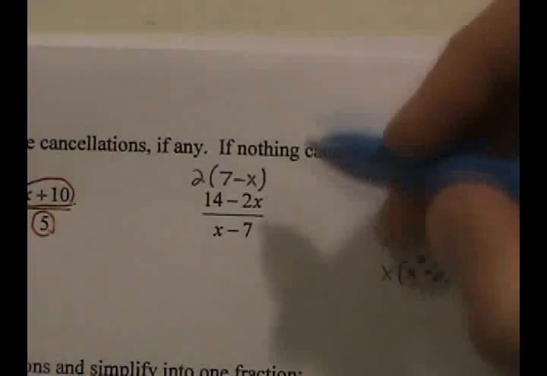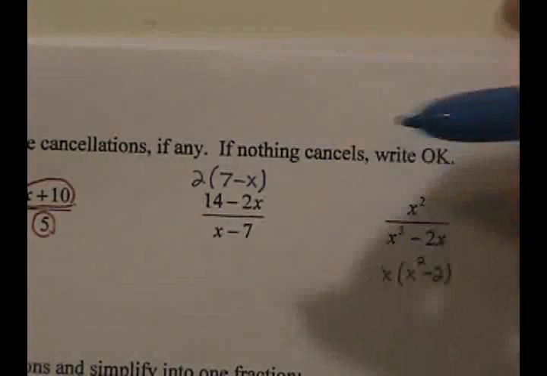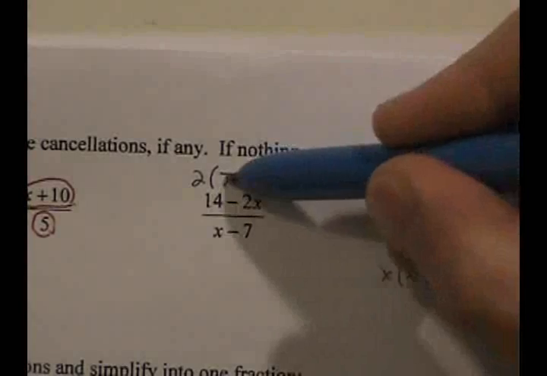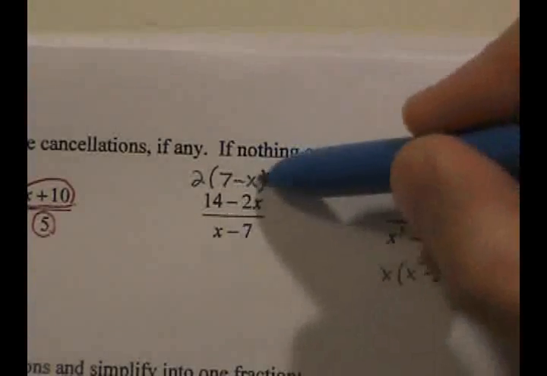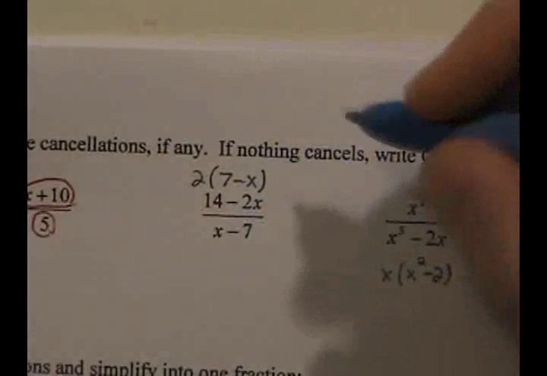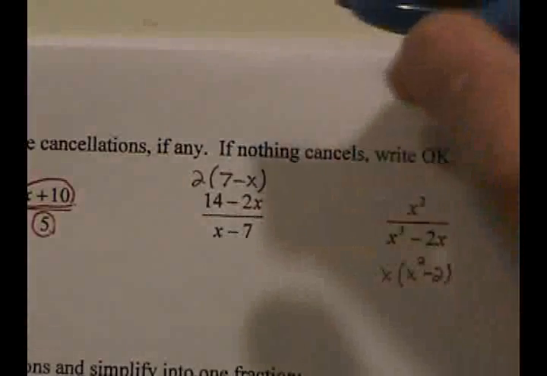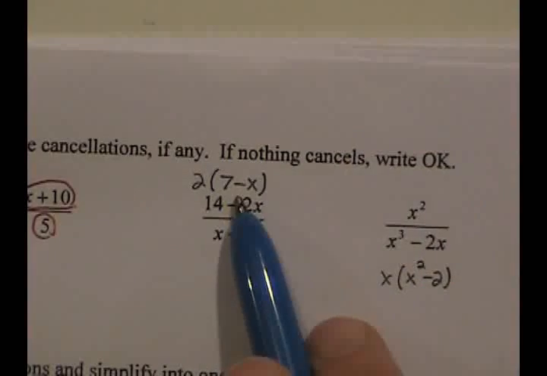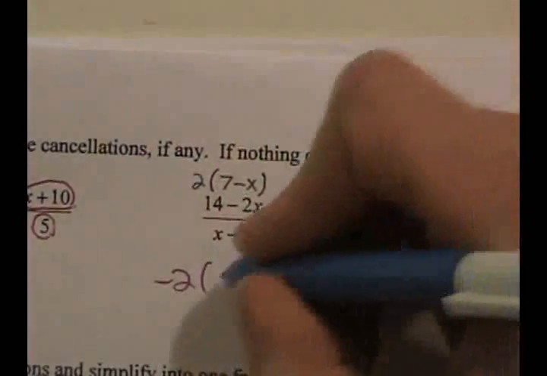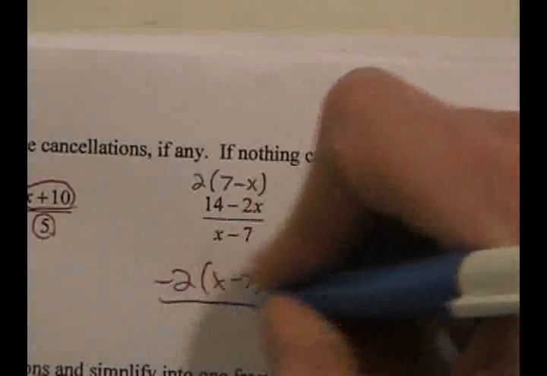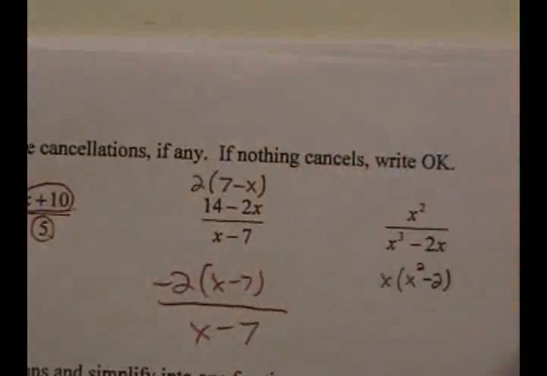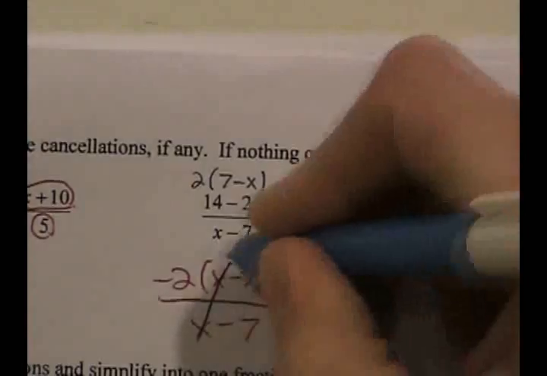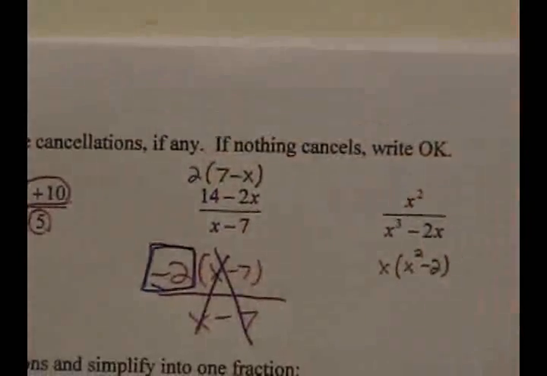This third one, you can factor a 2 out of the 14 minus 2x on the top, and then the 7 minus x and the x minus 7, those are opposites. So you could look at it this way. You could further factor out a negative 1 from this, which would leave you with minus 2 times x minus 7 divided by x minus 7. And then the x minus 7s would cancel, and this simplifies down to just negative 2.